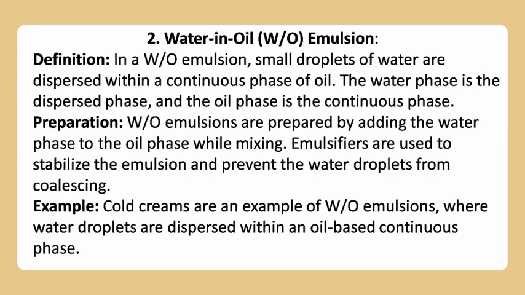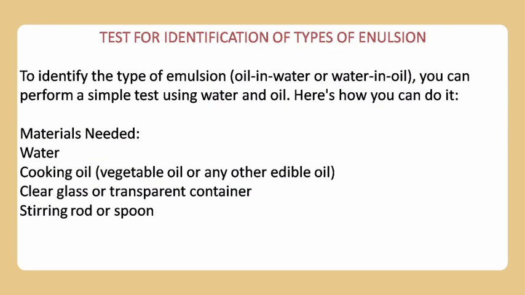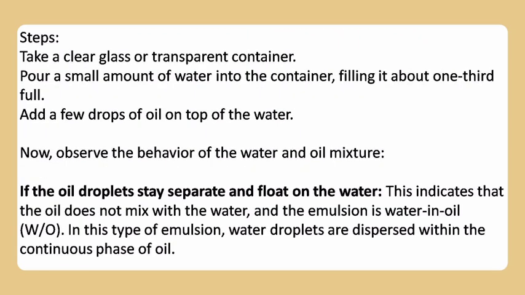Now the last is test for identification of types of emulsion. So let's see. To identify the type of emulsion, oil in water or water in oil, you can perform a simple test using water and oil. Here's how you can do it. For this, materials needed: water, cooking oil, for example vegetable oil or any other edible oil, clear glass or transparent container, stirring rod or spoon. Steps to follow.